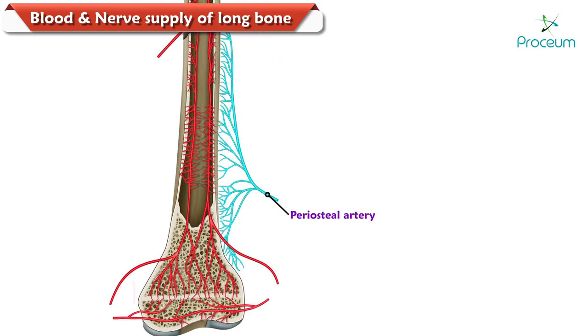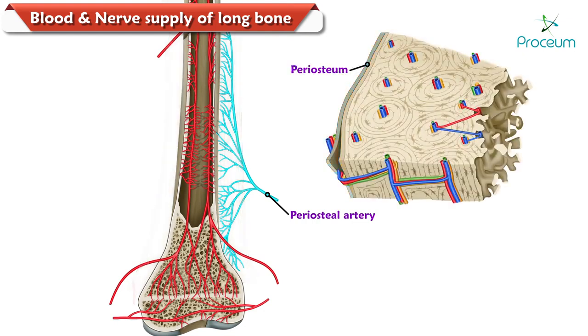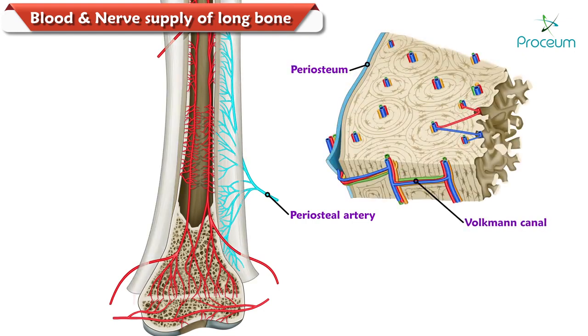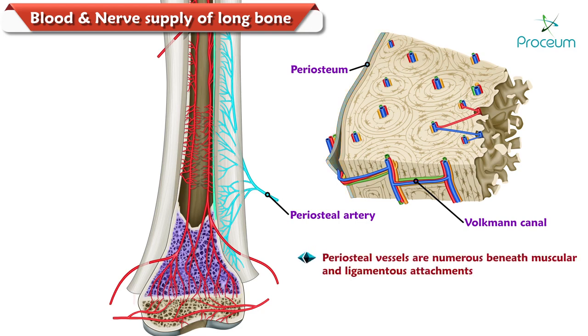Now coming to the periosteal arteries. They are numerous in number and ramify beneath the periosteum. They enter the bone through Volkmann's canal to supply outer 1/3 of the cortex. The periosteal vessels are especially numerous beneath the muscular and ligamentous attachments.